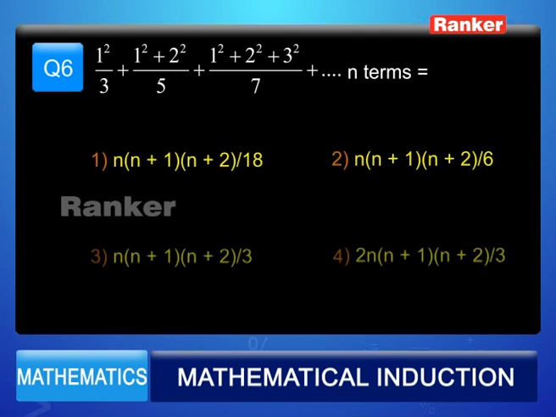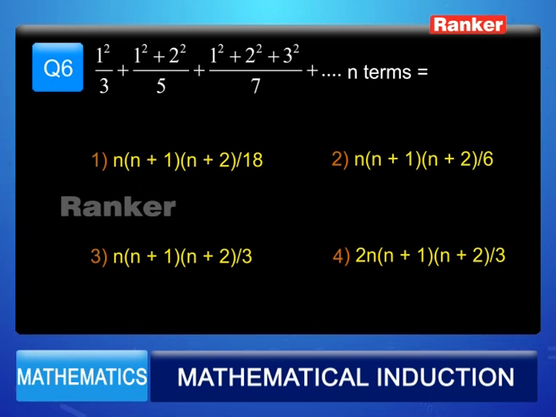Question number 6. 1 square by 3, plus 1 square plus 2 square by 5, plus 1 square plus 2 square plus 3 square by 7, and so on up to n terms. Here also the nth term is not given, but they are not asking for the nth term; they ask for the total value, the sum of the series. 4 options are given.